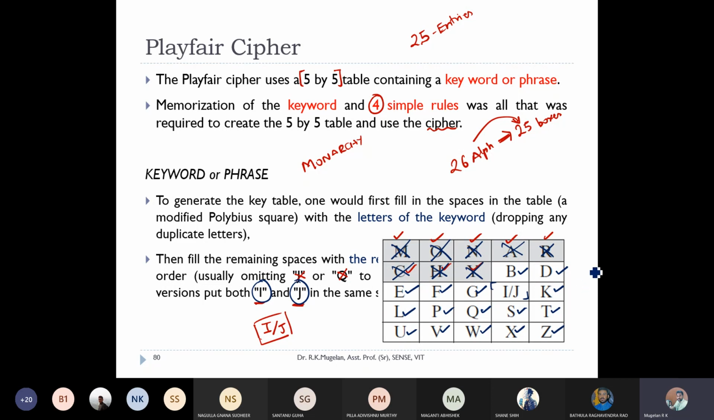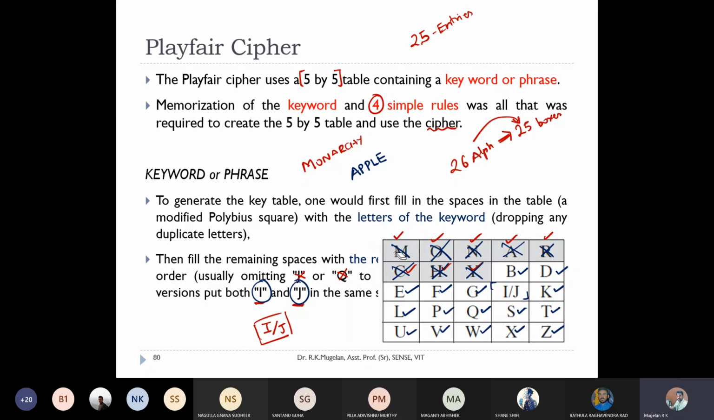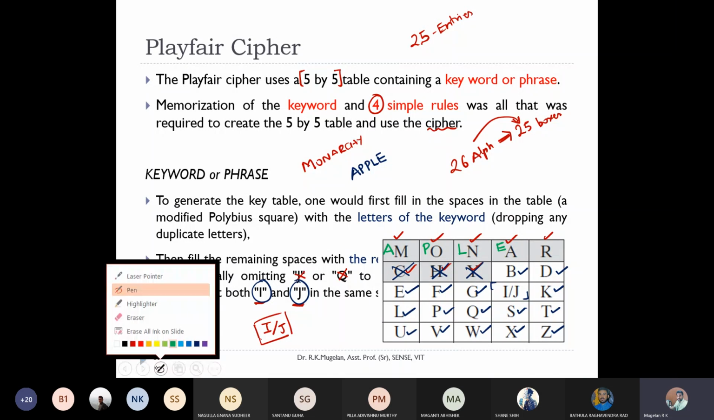And suppose you have a keyword where there are repetitive letters in it. For example, assume that you are using a word called apple. So apple means I will be filling A, P. Again, I won't go with P because P is already repeated. So I will go with L and E. Then I will start filling in the other missing characters here. So this is how we will be filling this keyword phrase.